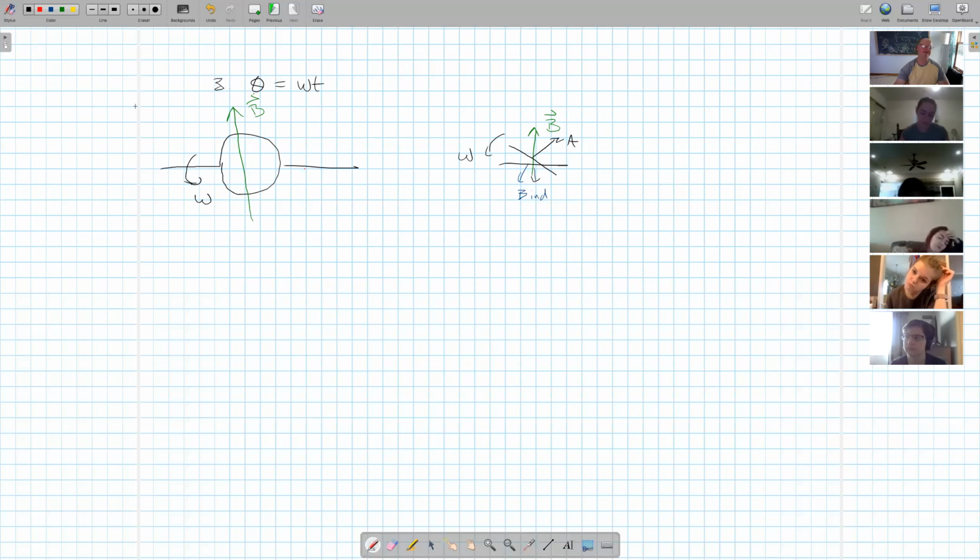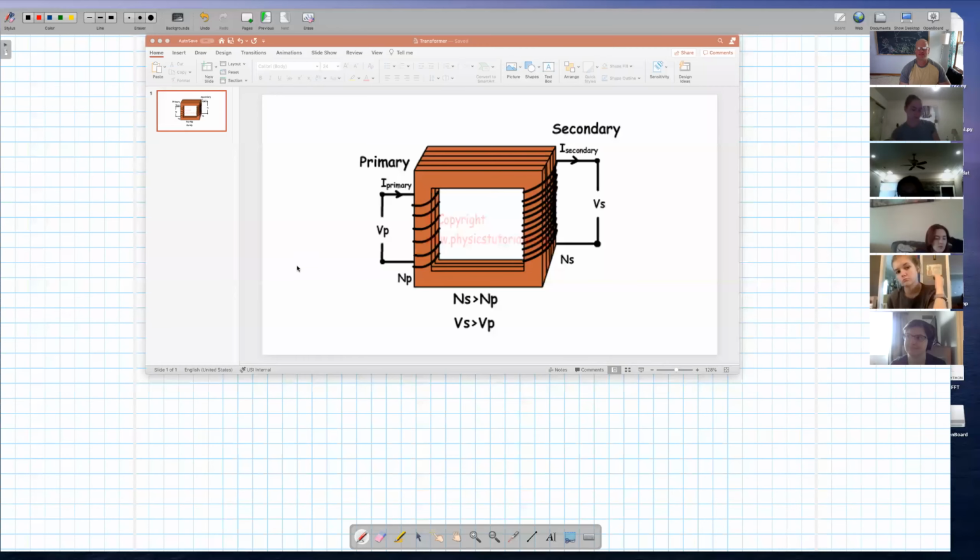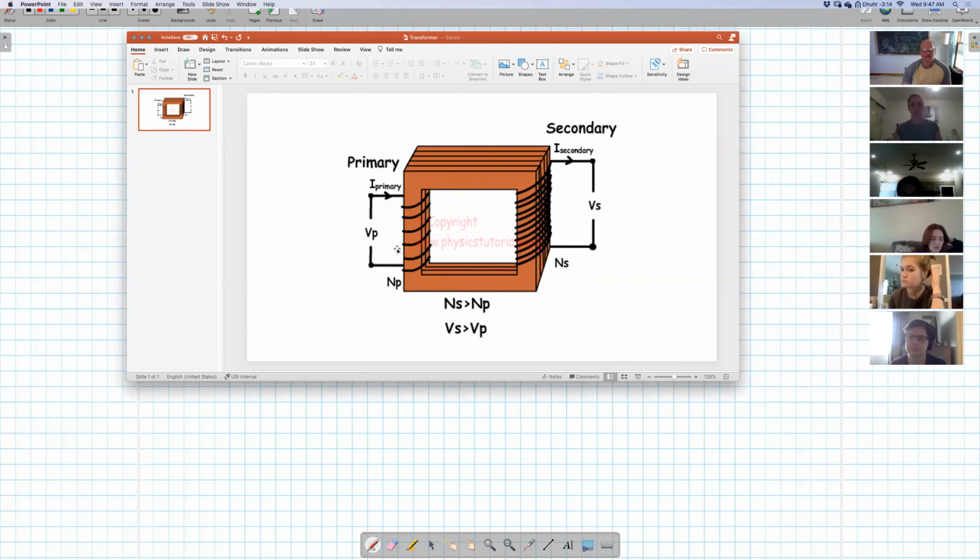Now, why does this work for power transmission? Well, this works for power transmission because of what's called a transformer. So a transformer is you have your primary. What happens is you have the current coming in through a wire. That wire then gets wrapped around a ferromagnetic material. So this is iron. This iron will then transfer the flux, which is coming in here, to this side.